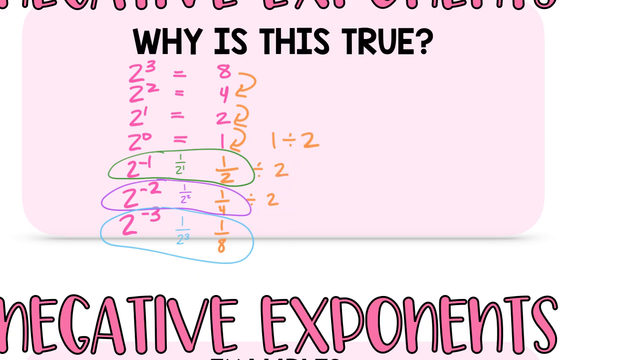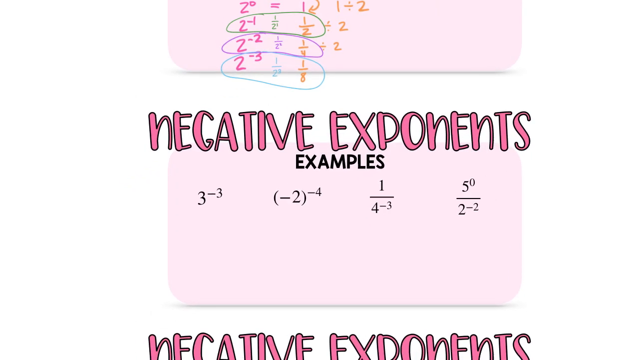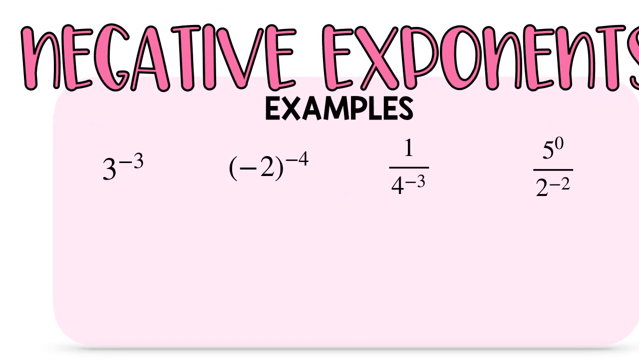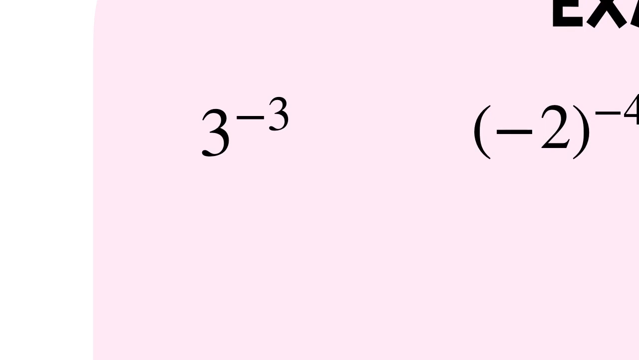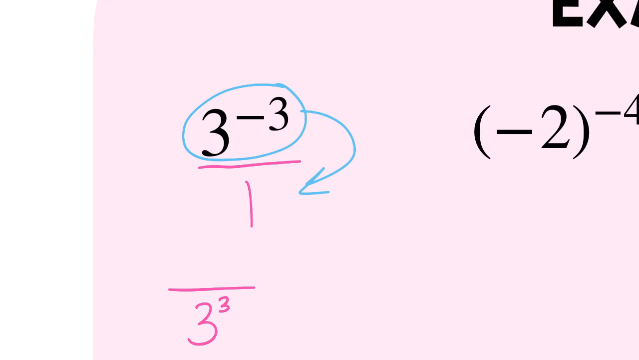So we're going to go ahead and do some examples here. We're going to start with examples that don't have variables. So let's go ahead and do this first one. 3 to the negative third. Well, that's got to get moved to the bottom of the fraction. Now remember, it doesn't look like a fraction right now, but it really is because there's a 1 on the bottom, right? So if I take this and I move it to the bottom, well, now this becomes 3 to the positive third on the bottom.